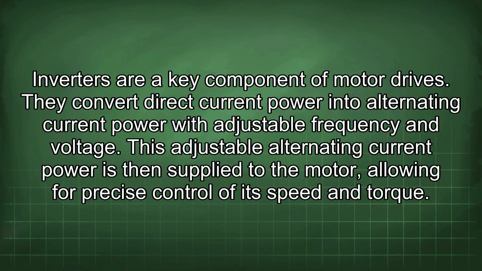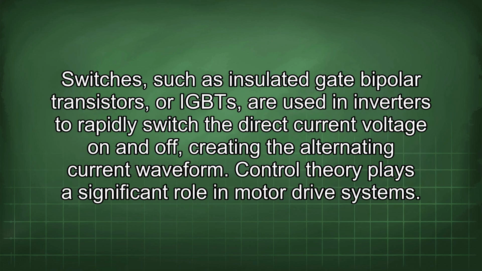Inverters are a key component of motor drives. They convert direct current power into alternating current power with adjustable frequency and voltage. This adjustable alternating current power is then supplied to the motor, allowing for precise control of its speed and torque. Switches, such as insulated gate bipolar transistors, or IGBTs, are used in inverters to rapidly switch the direct current voltage on and off, creating the alternating current waveform.